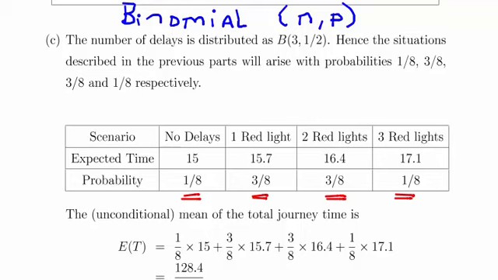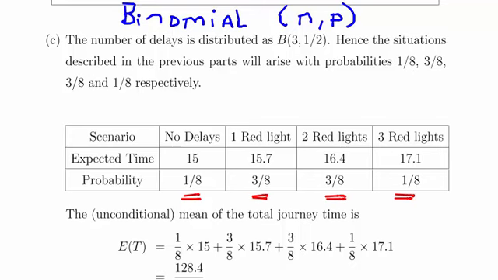So what we have here now is extending it out a bit further. What we have here is a discrete random variable. So the expected time and the probability of that scenario. Each of the scenarios, no delays, 1 red light, 2 red lights, 3 red lights, are described by durations. The expected time, 15, 15.7, 16.4, and 17.1. Okay, and so each has a probability which I've just described there.